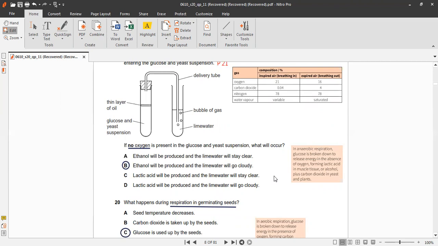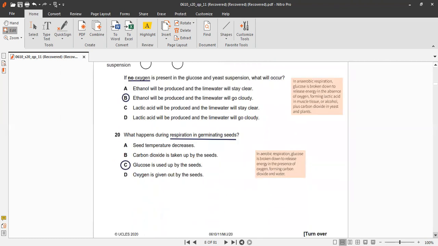But here, it forms alcohol plus carbon dioxide in yeast and plants. So the correct answer is B, ethanol will be produced and the lime water will go cloudy due to the presence of carbon dioxide. So lime water will go cloudy.